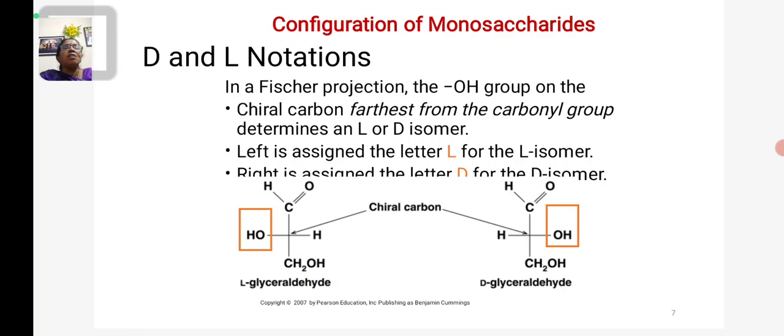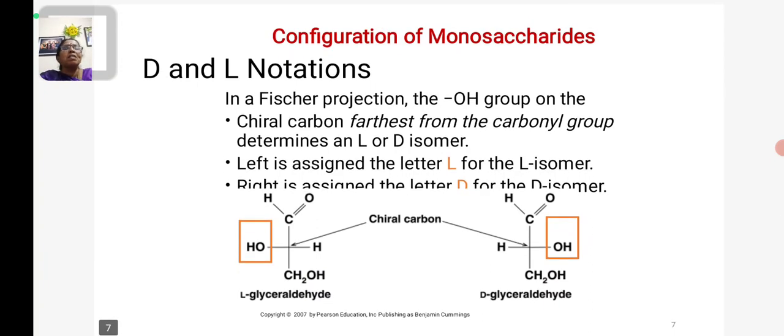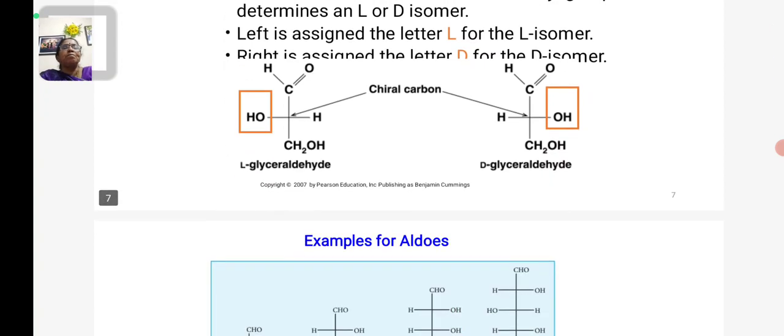If the hydroxyl group is on the left-hand side, then it is said to be an L isomer, capital L. If the hydroxyl group is on the right-hand side, then it is said to be a D isomer. For example, glyceraldehyde has only one chiral carbon atom. If OH is on the left-hand side, it is L-glyceraldehyde, and if OH is on the right-hand side, it is D-glyceraldehyde.